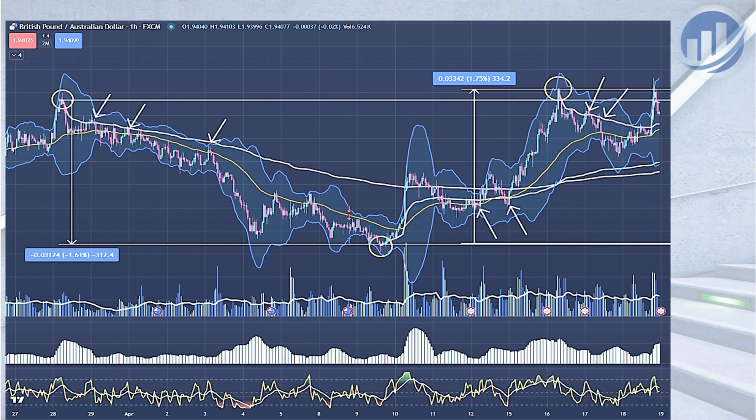Look at the size of these moves. 312 pips in a pound cross. That's a massive move. 334 pips, also a massive move. So this can be an extremely profitable strategy, and we can go over it further during our coaching sessions. But I have loved this recently. It's been extremely helpful for me.